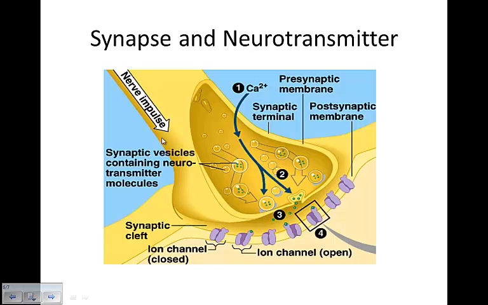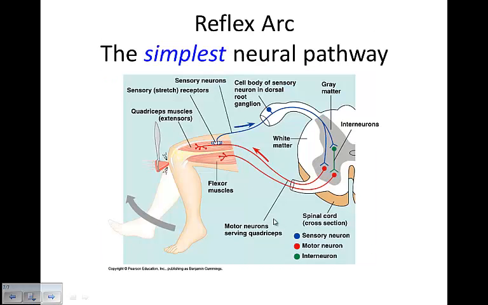So here's that synapse, and you have this synaptic cleft, you have this opening up here. There's all kinds of stuff that happens in between the synapse and its final destination, depending on what it is.